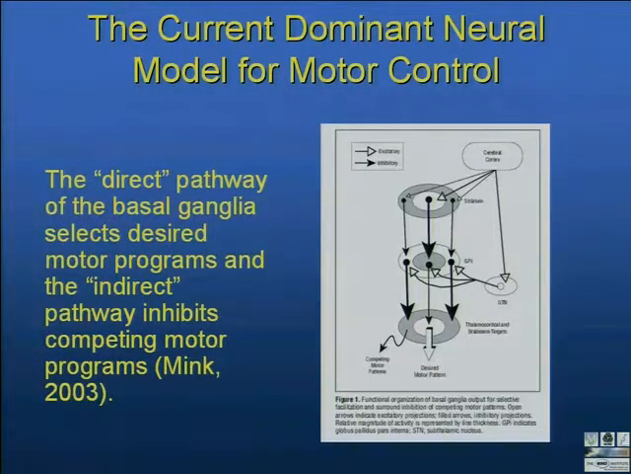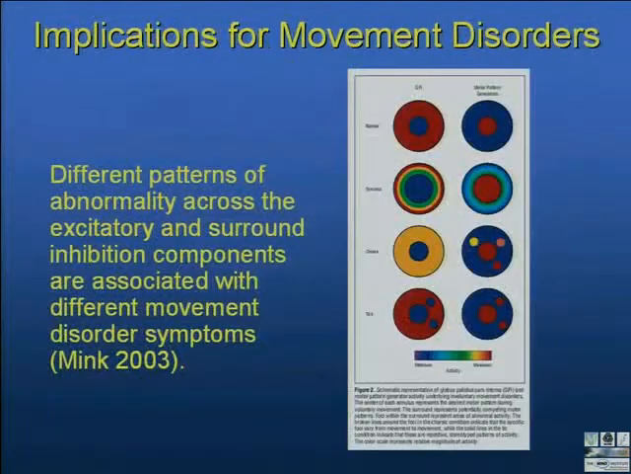So classically in the literature, the direct pathway is seen as selecting motor programs. And basically that then goes up to thalamus and cortex and disinhibits the motor programs that you want to select. The indirect pathway is thought to inhibit unwanted motor programs, meaning that every time you make a movement, you also have to inhibit all the movements that you don't want to make. Which makes sense. I mean, you do need a good mechanism for selecting movements. But I'm going to argue later that that's not a very efficient use of circuitry.